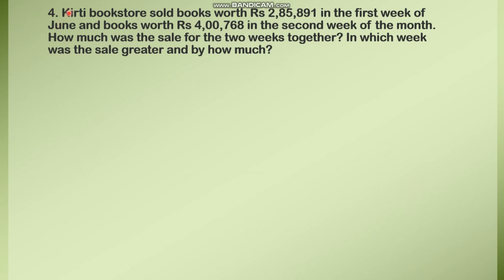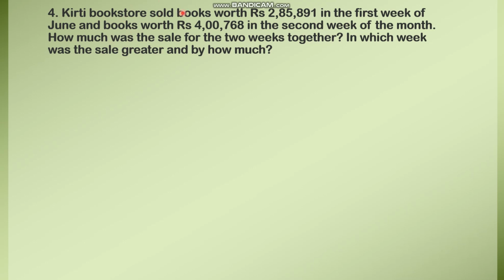Children, look at the fourth question. Kirti Bookstore sold books worth rupees 2,85,891 in the first week of June and books worth rupees 4,768 in the second week of the month. How much was the sale for the 2 weeks together? In which week was the sale greater and by how much? Read the question once again.